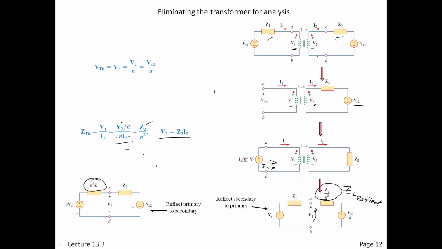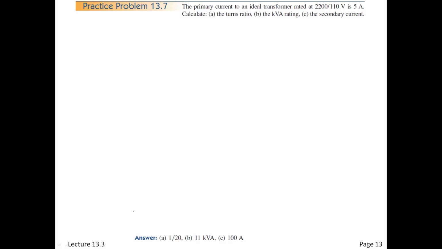Okay? So the transformer can be eliminated through reflecting the output impedances and the output source values, if there are any. The opposite side source values, primary to secondary, secondary to primary. Okay, let's try this out in some practice problems.